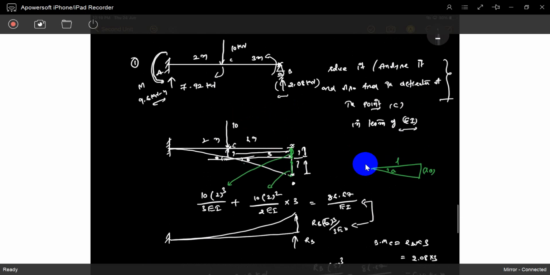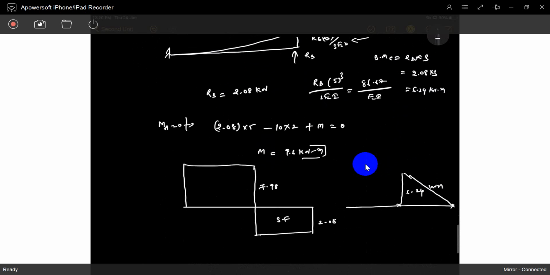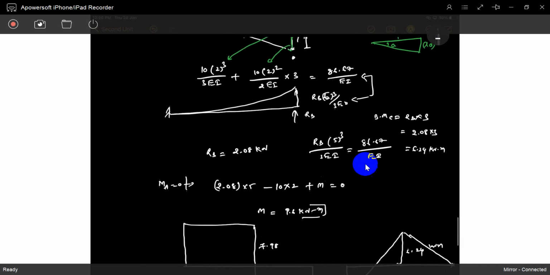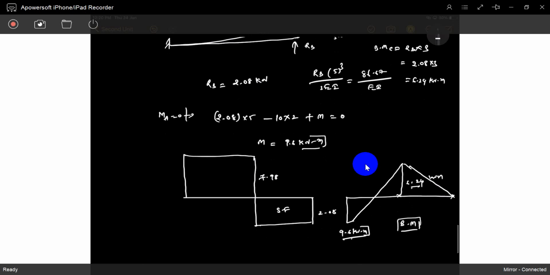Now it will be decreasing, reaching 9.6. Understood? This is 6.24, and this is 9.6. This is the bending moment diagram. No need for a plus or negative sign. One is concave and one is convex, so you choose whichever is positive and whichever is negative. This is the shear force, that is the bending moment.